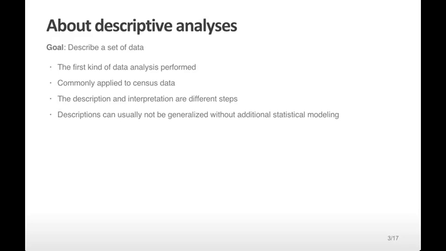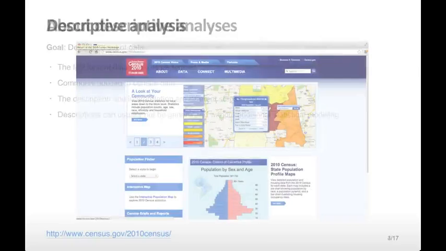Descriptive is exactly what it sounds like. The goal is just to describe a set of data. This is the first kind of data analysis that was performed, and it's been going on for a long time. It's commonly applied to data from census, for example, the US Census. Here, the description and interpretation are different steps. While the goal originally might just be to describe the dataset, eventually that description might be used to make certain decisions. Descriptions can usually not be generalized without additional statistical modeling or used to make predictions about new sets of data without additional predictive modeling.